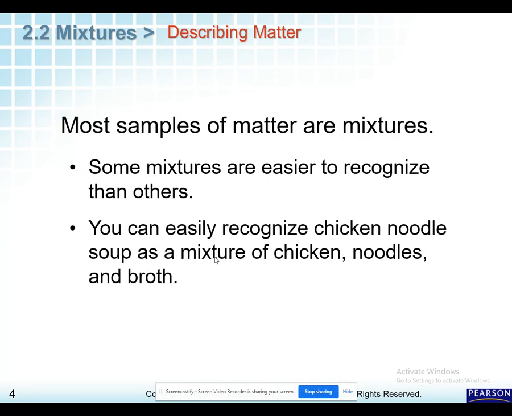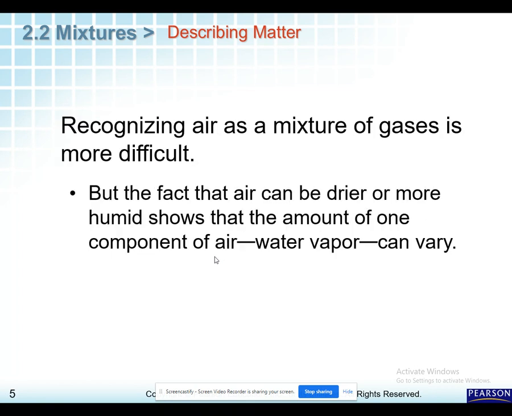Now, most samples of matter are mixtures, and most of them are pretty easy to recognize, like the salad we discussed before. Or you can easily recognize that chicken noodle soup is a mixture because you can see the chicken, you can see the noodles, and you can see the broth and tell that they're all mixed together. However, some mixtures are actually difficult to tell, because they look a lot like compounds. They look like they have a uniform, fixed composition. However, if you actually look closer, air is a mixture.